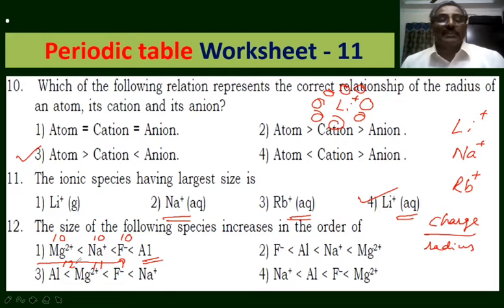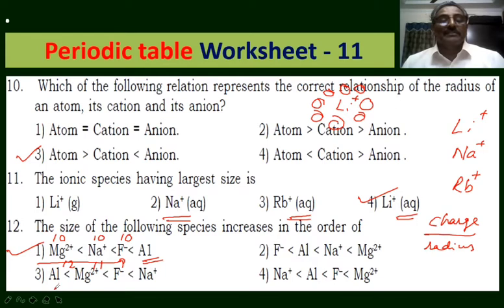When we move from left to right in a period, that is sodium, magnesium and aluminum, the atomic size gradually decreases. That is, the size of aluminum is smaller than the size of the magnesium atom, but the magnesium ion and sodium ion are still smaller because of the loss of electron and the increased nuclear charge. So the correct option is the first option, that is Mg2+ < Na+ < F- < aluminum.